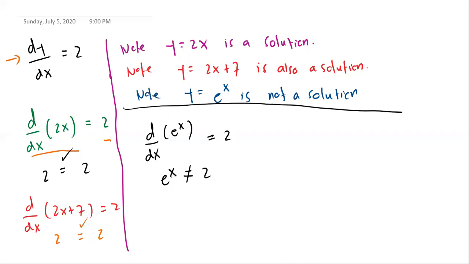We verified that given the differential equation dy/dx equals 2, y equals 2x is a solution, y equals 2x plus 7 is a solution, but y equals e to the x is not a solution. The way we did that, we just plugged it in, and we should get equality. Whatever was on the left of the equal sign should be equal to what's on the right.